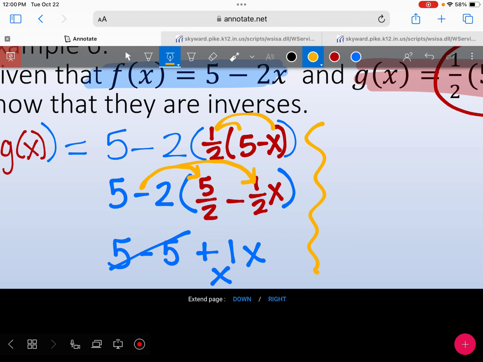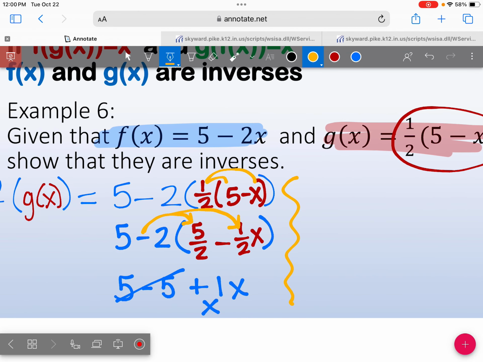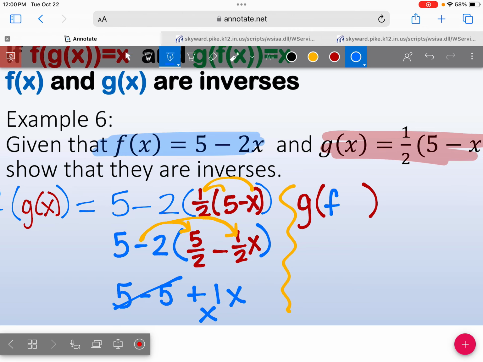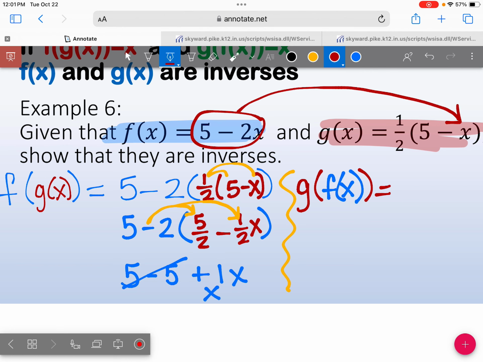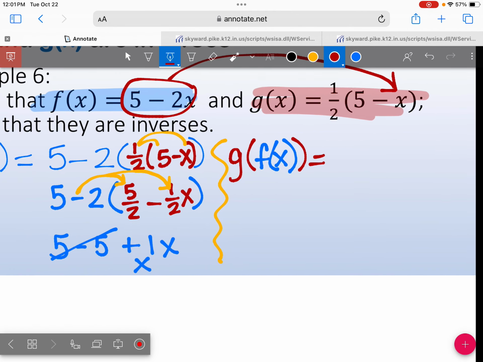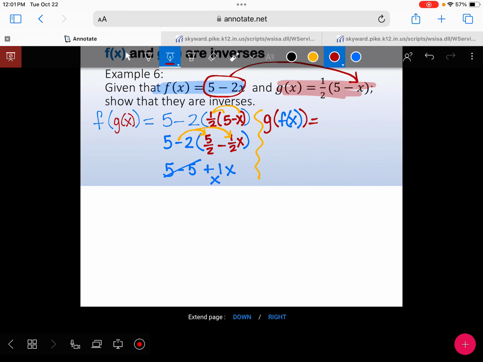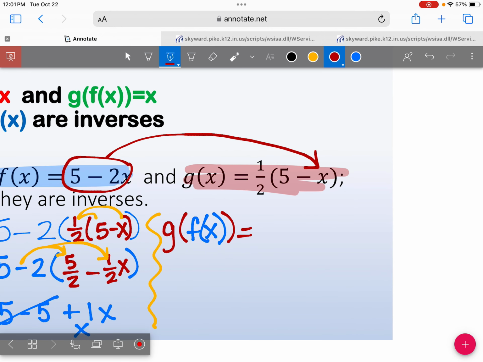So now let's go the other direction. Let's take the f of x function and put that into g of x. So I have my g function. I'm putting f of x on the inside. So I'm going to take this and put it in here. So when I write it, hold on, let me give myself some more space, okay? When I write it, I'm writing my g function with parentheses.